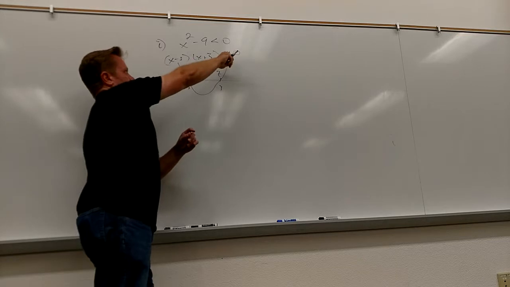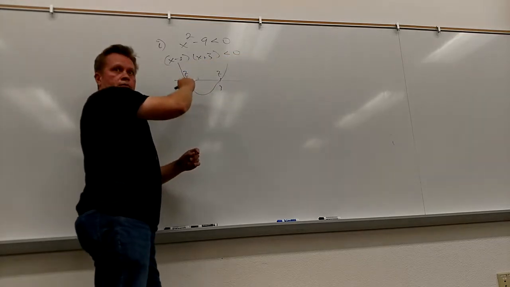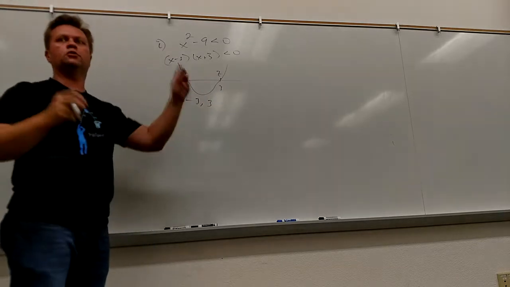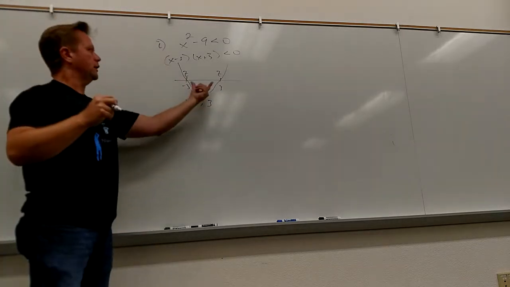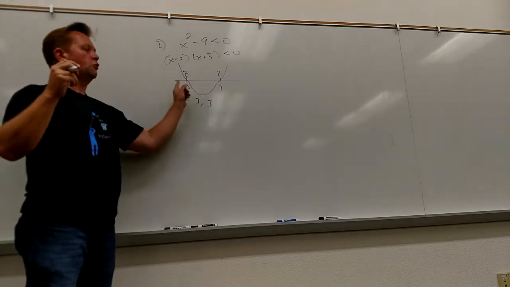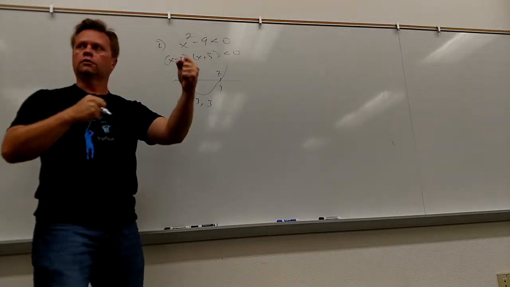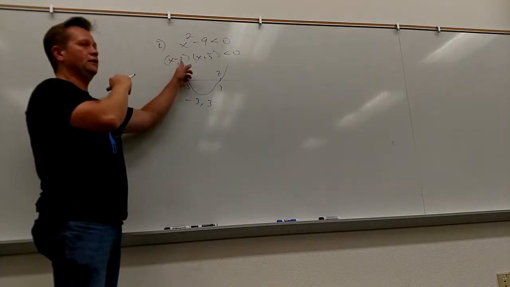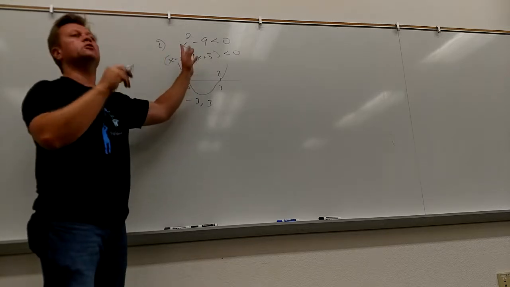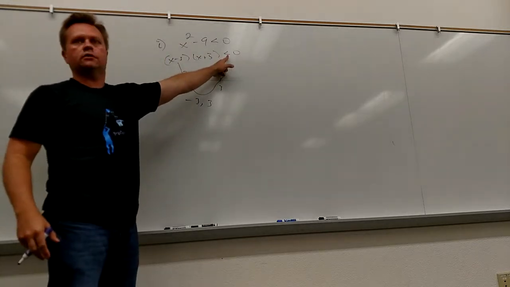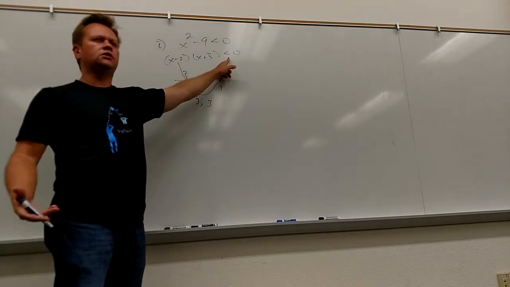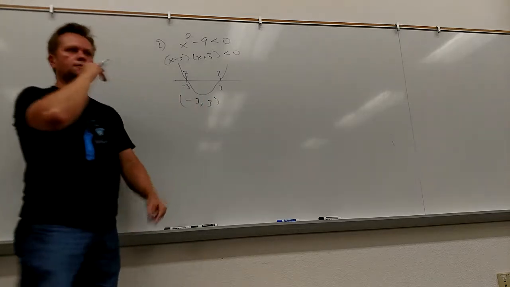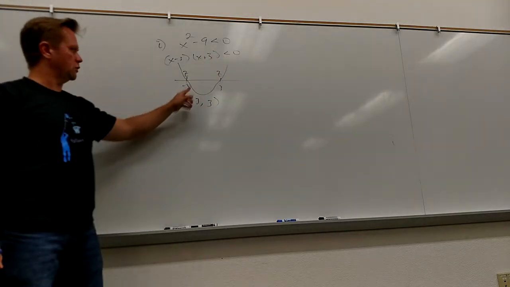So where is this below the x-axis? From -3 to 3. And what symbols are you going to put on those? Those are where it does what? At 3, this equals 0. So those are where it equals 0. Is that going to be a part of my answer? Does it want anything to do with equal to 0? No. So what symbols am I going to put on these? Parentheses. Okay. I like it. If it would have been less than or equal to, the only difference would have been bracket, bracket.